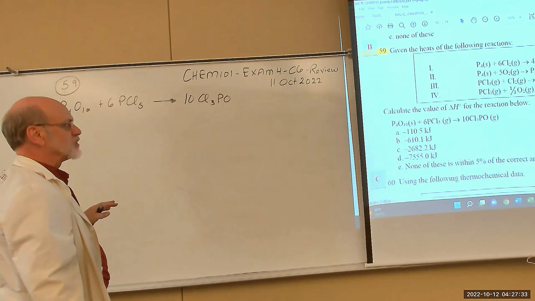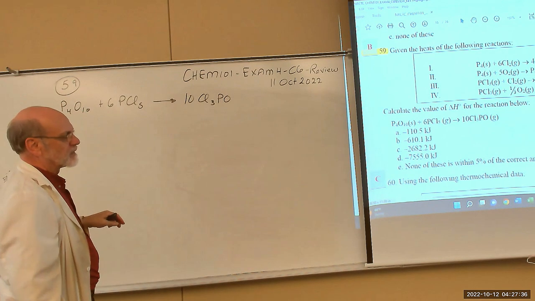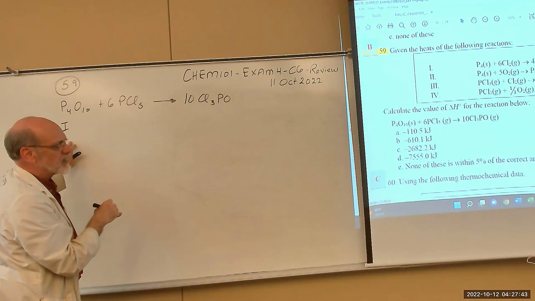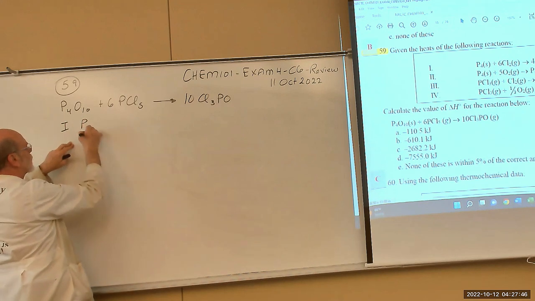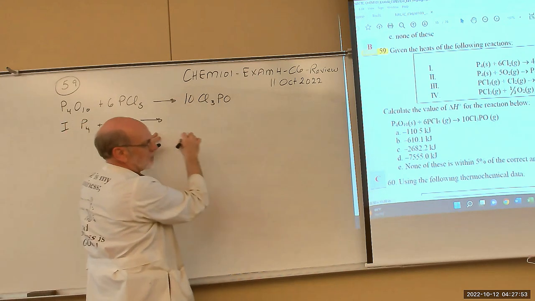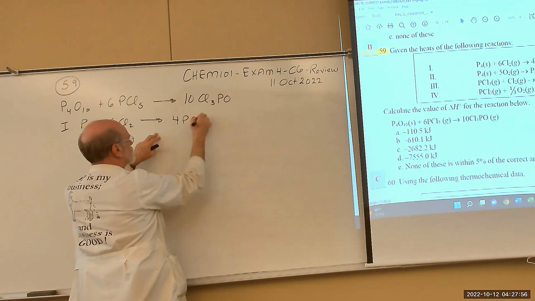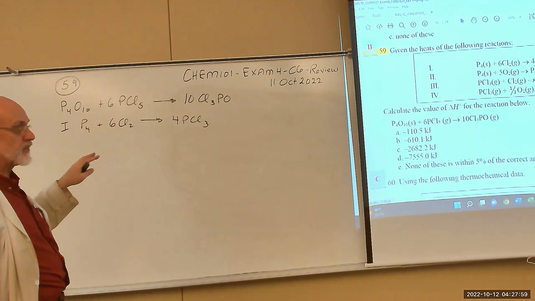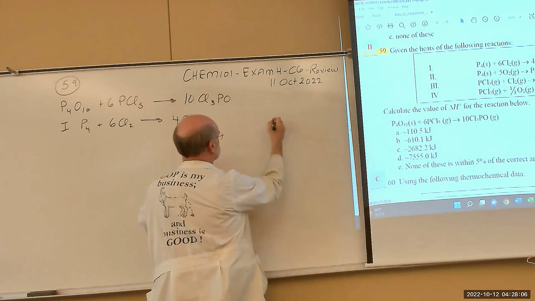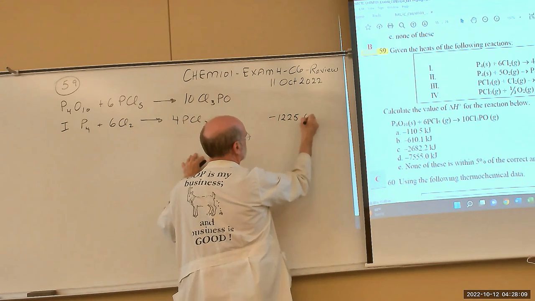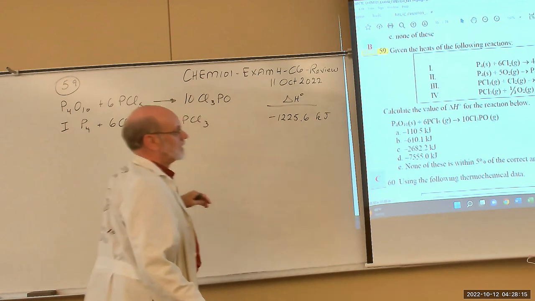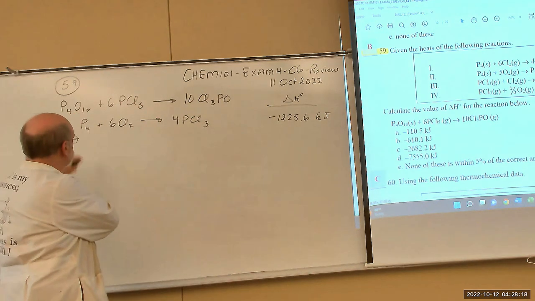All right, what do we have to choose from? Well, the first one is P4 plus 6Cl2 yields 4PCl3. Can we use this one? The value here is minus 1225.6. These are all the delta H's, in kilojoules. Okay. So how would this one fit in here?